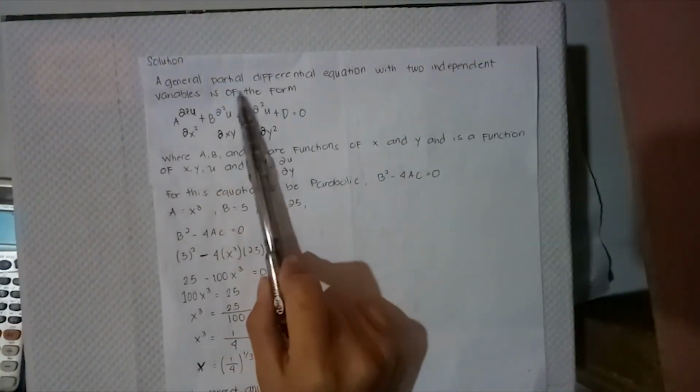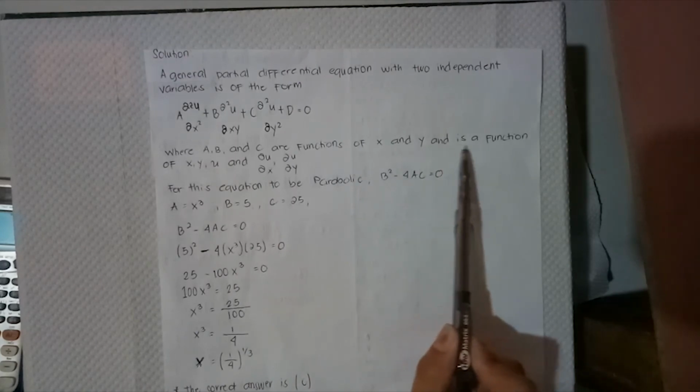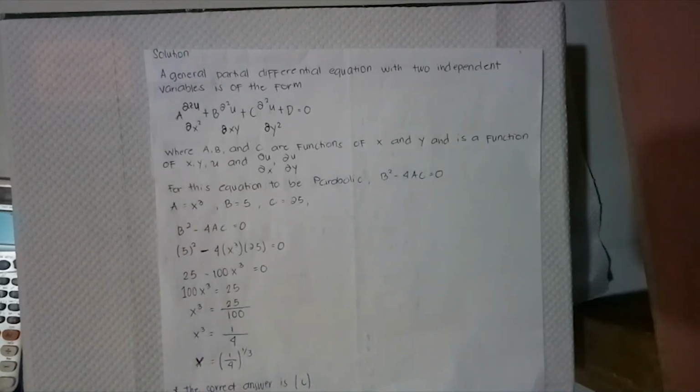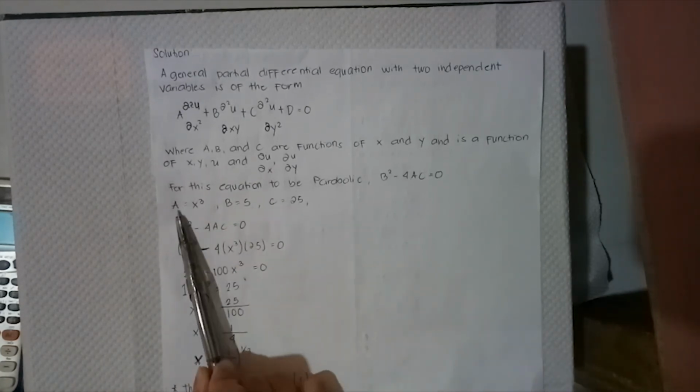So a general partial differential equation with two independent variables is of that form. So we need to organize it first in standard form. So we need to determine the values of our a, b, and c, where a, b, and c are functions of x and y, and the unknown is a function of x, y. So for this equation to be parabolic, b squared minus 4ac is our formula. So the values of our a, b, c, we need to determine.